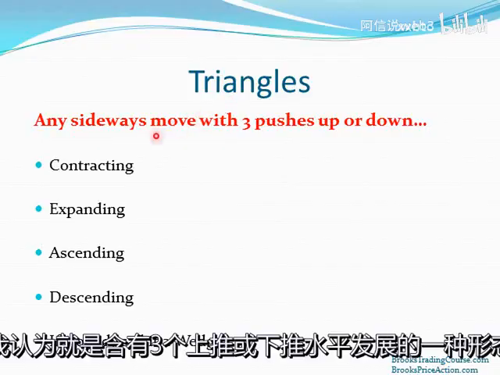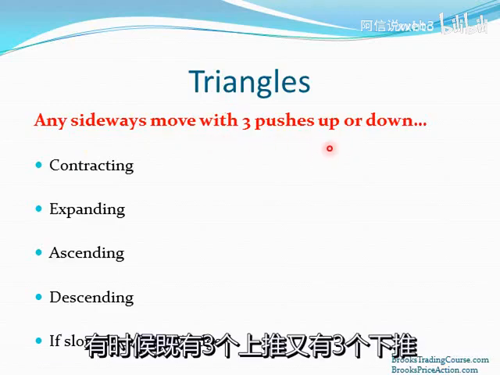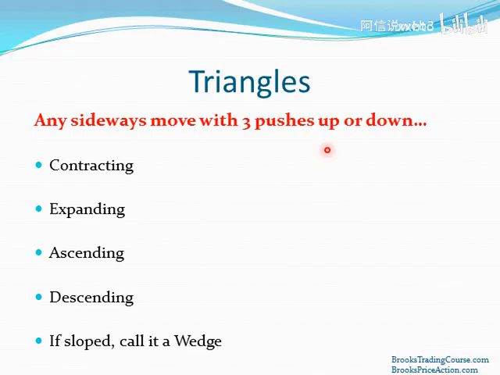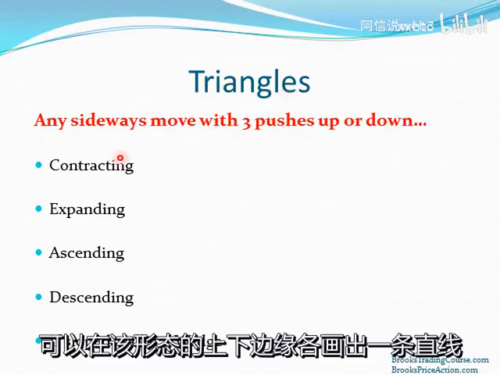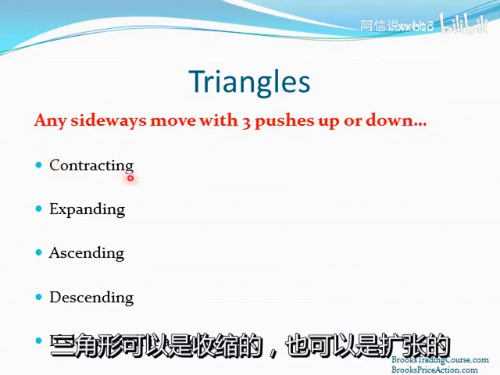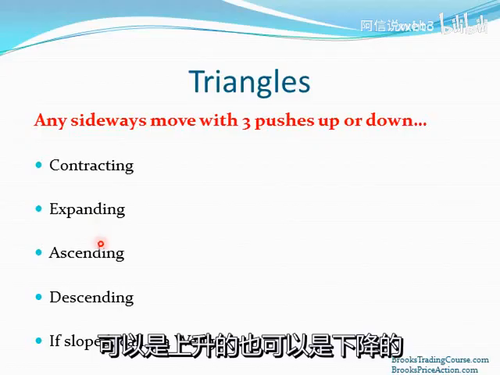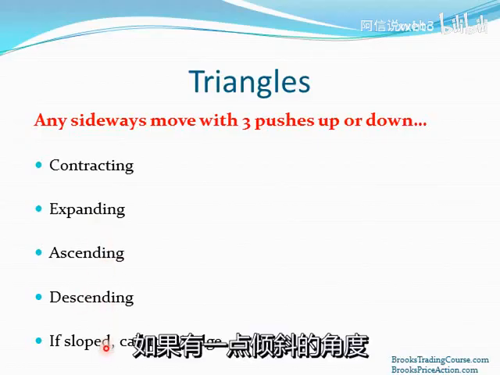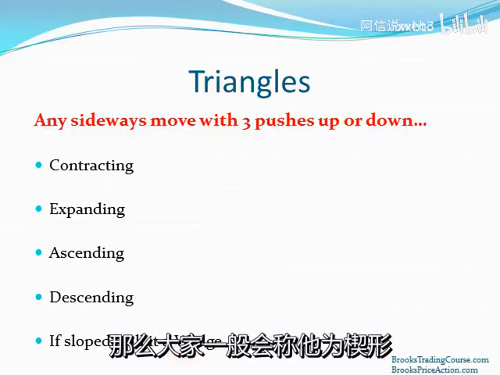What is a triangle? For me, it's any sideways move with 3 pushes up or down. Sometimes it has both 3 pushes up and 3 pushes down. It's a type of channel. You can draw a line above and a line below. Triangles can be contracting, expanding, ascending, or descending, and if they're sloped sufficiently, traders usually call them wedges instead of triangles.